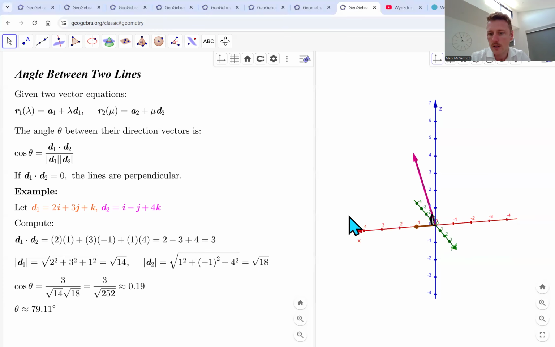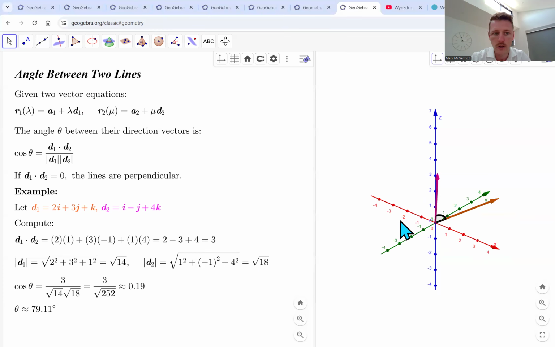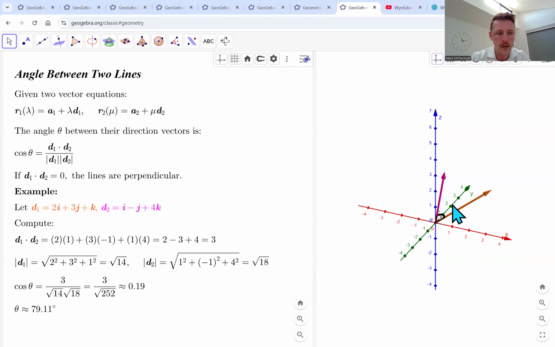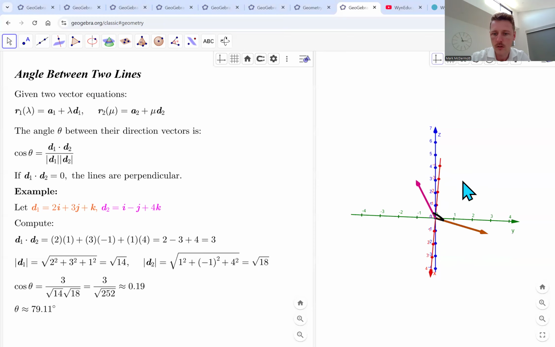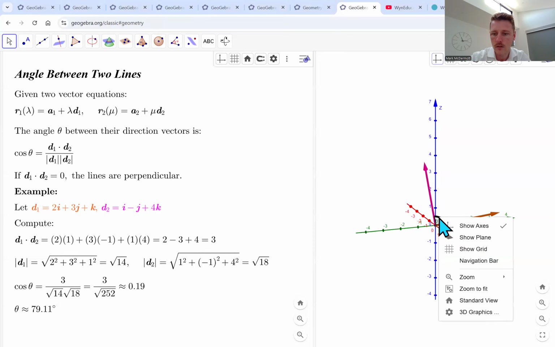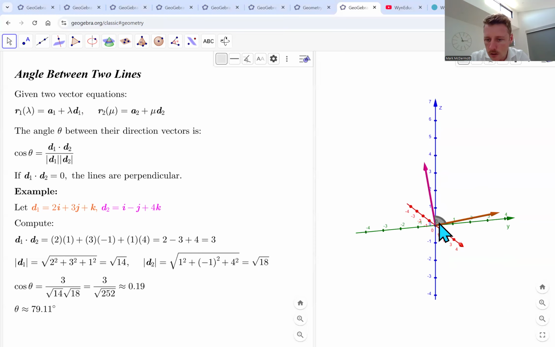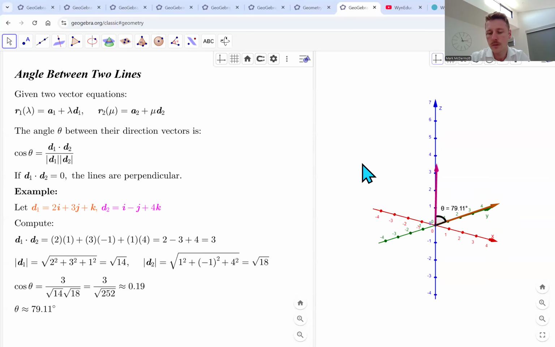No surprises here. Here are the two lines. The orange one is D1 and the pink one is D2. And drum roll, please. 79.11 degrees. So pretty nifty stuff.